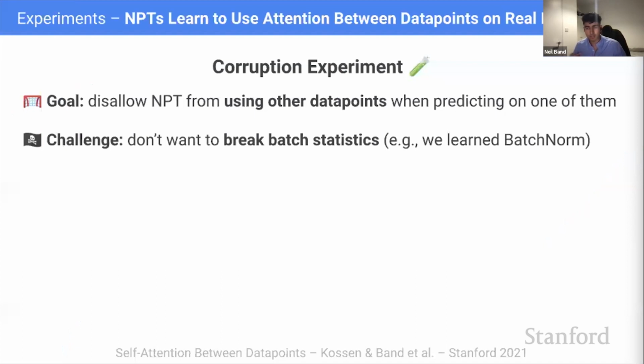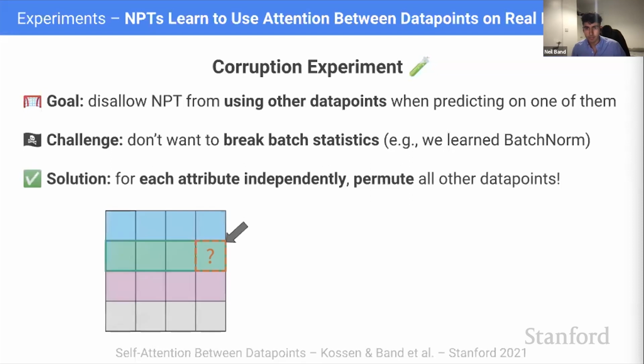A subtle challenge, or an added bonus we can get from this, is that ideally we wouldn't break batch statistics, like the mean of each particular attribute. If we can find a way to do this experiment such that we don't break these things, we can rule out the possibility that we learn something similar to batch norm. The way we do this is we look at the predictions for each one of the data points in sequence. So in this case, we're looking at the prediction of the model for this particular green row.